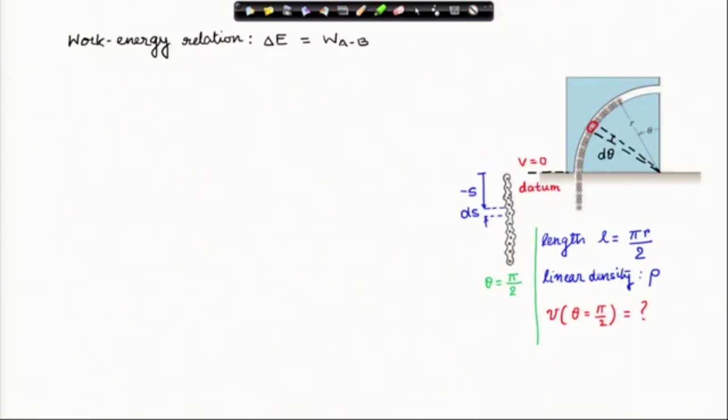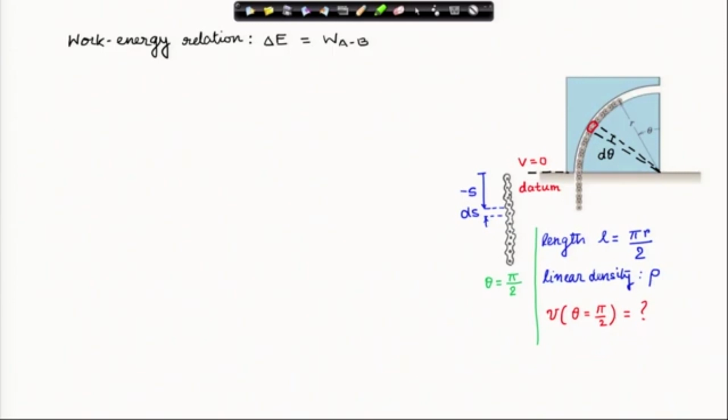We apply the work energy relation. The change of mechanical energy is equal to the work done as it moves from A to B. Now, position A is when theta equal to 0 and position B is when theta equal to pi by 2. We have to calculate the velocity of the chain when theta equal to pi by 2 in position B.